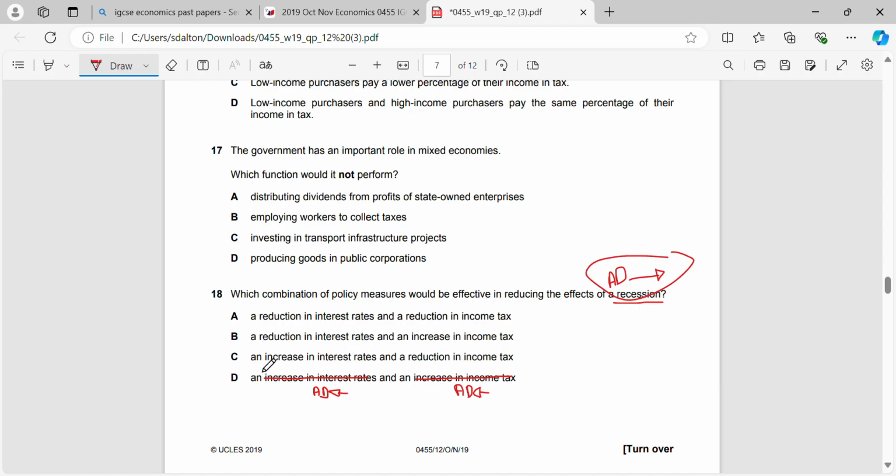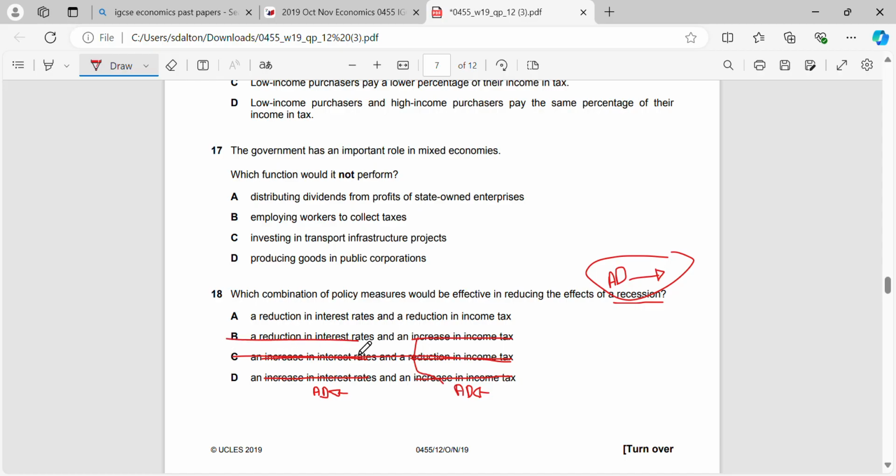An increase in interest rates is the same thing. AD left. A reduction in income tax is AD right. It's expansionary fiscal. But we can't move it left and then right. That's not going to result in it moving to the right overall. We want to look for two reasons that are both moving it to the right. An increase in income tax here is the same as what we have down here.